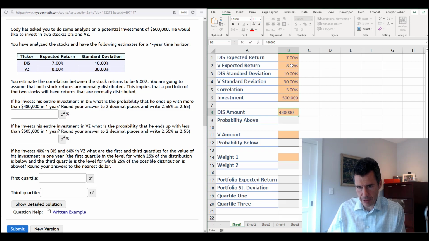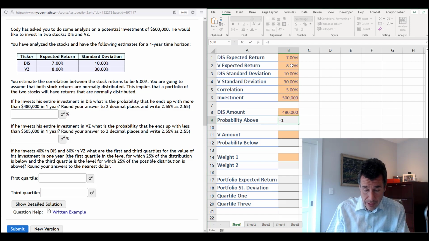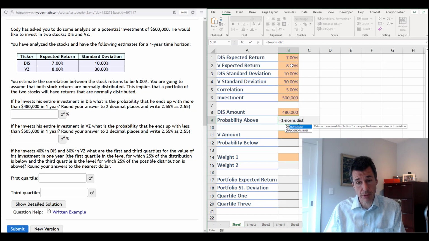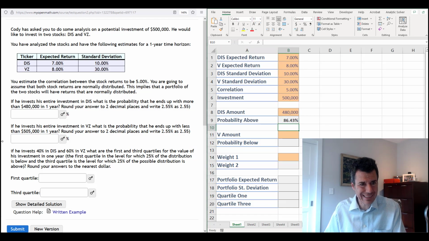So $480,000. We use the Excel function norm.dist. The Excel function norm.dist, called the cumulative normal function, will return the probability of being below this amount. So we need to do 1 minus norm.dist to get the probability above. The level is $480,000. The mean of our distribution is $500,000 times 1 plus the Disney expected return. The standard deviation is $500,000 times the Disney standard deviation. And then for norm.dist, to get the cumulative distribution function, we have to end with true. So the probability above is 86.43%, which is how we want to write our answer.